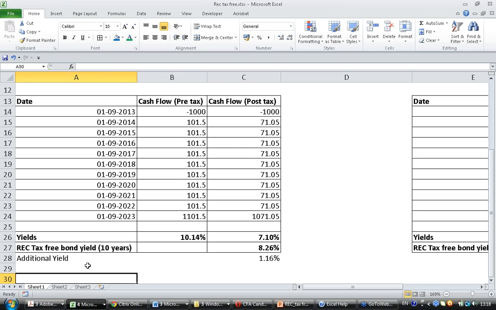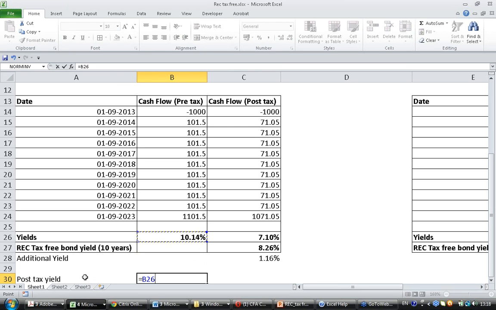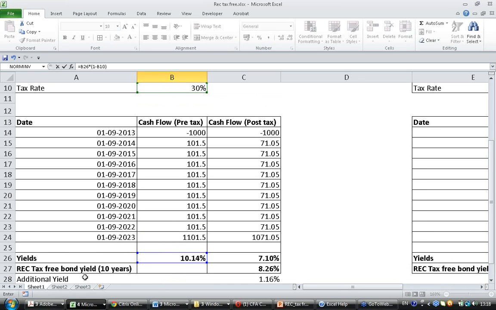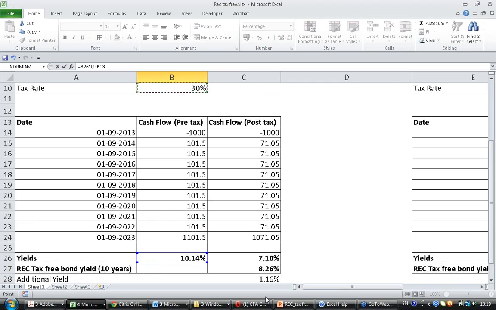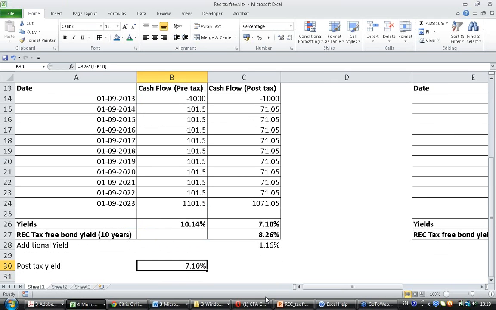There are two interesting points that you may notice here. This 7.1% post-tax yield can also be found by taking 10.14%, which is the pre-tax yield, into 1 minus the tax rate, which is 30%, which is also 7.10%. So this and this are equal. Instead of doing this lengthy process, you can also do pre-tax yield into 1 minus 30%, that is tax rate, which is 7.1.